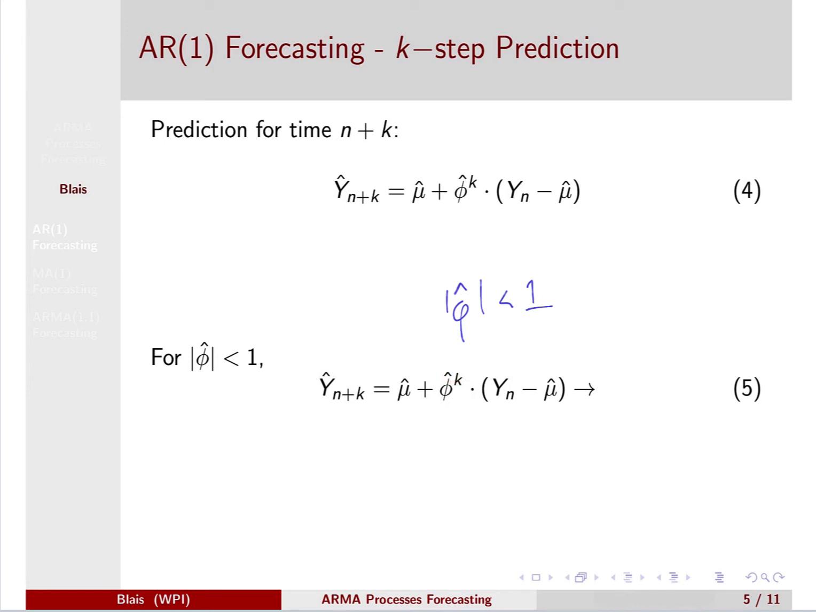And so phi hat to the k is approaching 0, which means this term here is approaching 0. And if that's approaching 0, as k goes to infinity, this predicted value, y hat n plus k, is approaching mu hat. And mu hat is nothing more than the mean of the process. So if you're predicting way out into the future, the further out you go, the closer and closer your prediction is to just your estimate of the mean. So this is how we can use our AR1 process for forecasting.